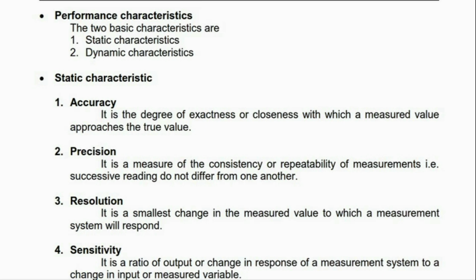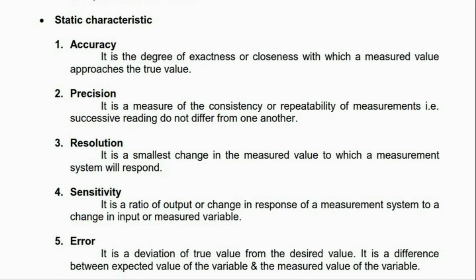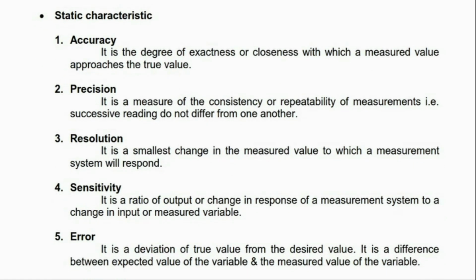As you see here, the various static characteristics are summarized. The static characteristics are: first, accuracy; second, precision; third, resolution; fourth, sensitivity; and fifth, error, which you can also call static error. Now let us see what these static characteristics are that an instrument can possess. The first characteristic is accuracy.